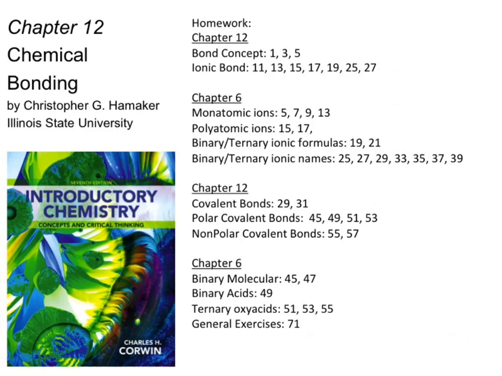Then we'd move back to chapter 12 to look at covalent bonds. And we move back to chapter 6 to look at the naming of covalent bonds. And then what's not on this list, because I ran out of space, is moving back to chapter 12 to look at how these objects are shaped. All of these questions have already been posted to Canvas under the homework 2 for exam 2 thing, announcement.